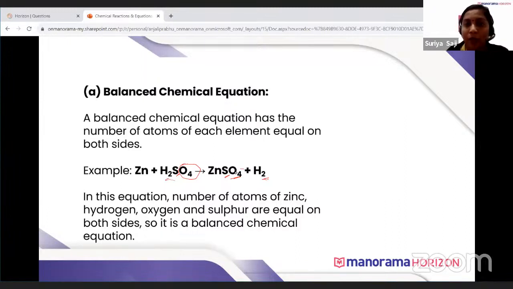Okay. Now, balanced chemical equations, I hope you have understood. Do you have any doubts over here? If you have some doubts, tell me, okay? We will clear the doubts and move on.